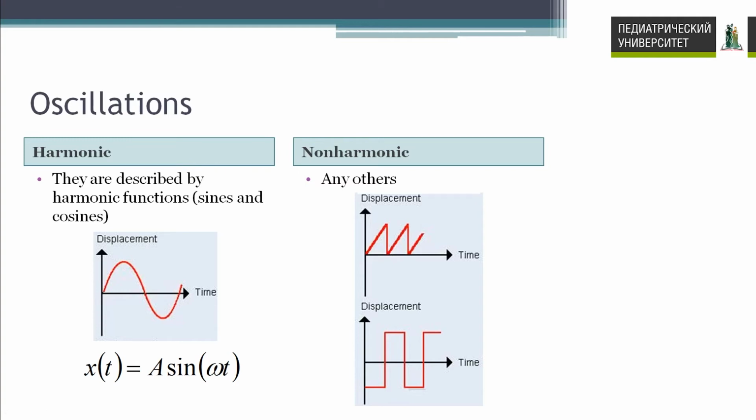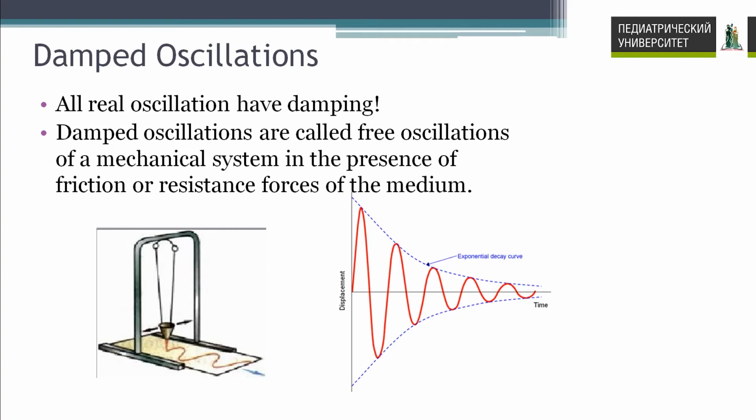We must also consider damped oscillations. Guys, all the oscillations in our surrounding life are damped, really. Damped oscillations are free oscillations of a mechanical system in the presence of frictional forces or resistance forces of the medium. In any real oscillatory system, there are always frictional forces or resistance forces. Without them, you and I would not be able to live on our planet. Resistance is the main force in our life.